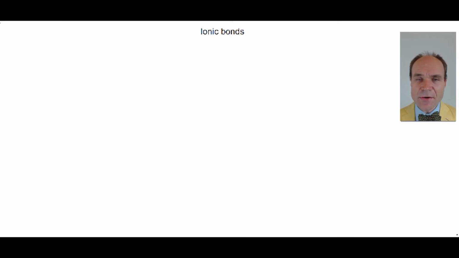Now let's consider the ionic bond. Ionic bonds occur between two atoms, where one of the atoms has gained an electron, the other atom has lost an electron. At the core of this is the octet rule.